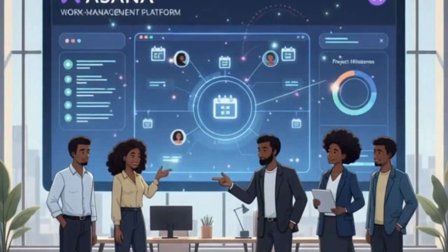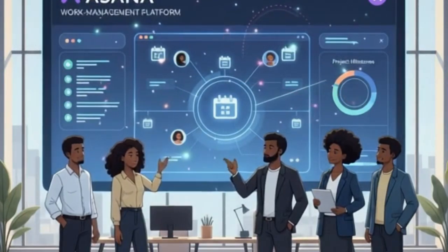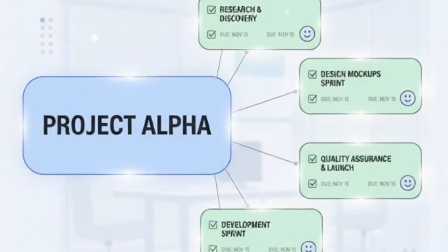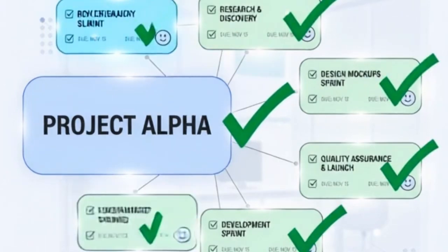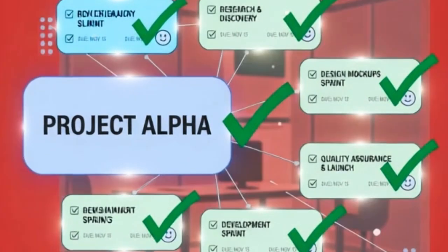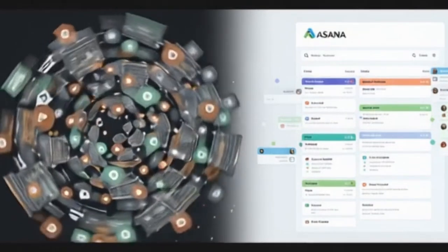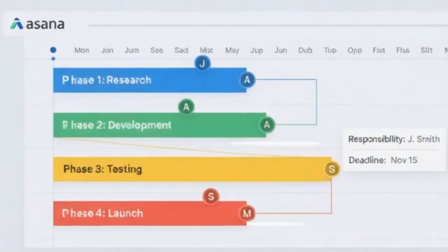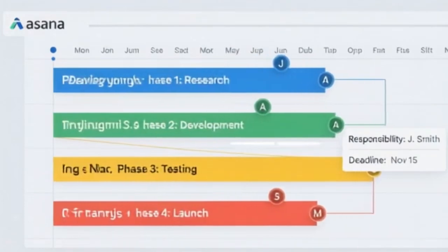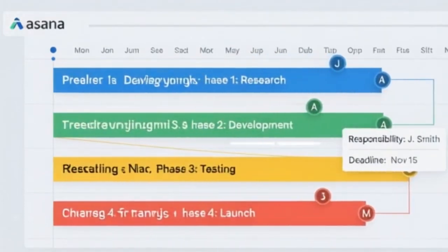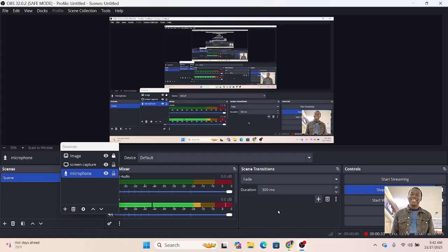In the business world, Asana is a work management platform designed to help teams organize, track, and manage their work. It allows teams to break projects down into tasks, assign them to specific people, and set deadlines. It replaces email threads and spreadsheets for tracking who is doing what and when. This will be better explained when we create a task.